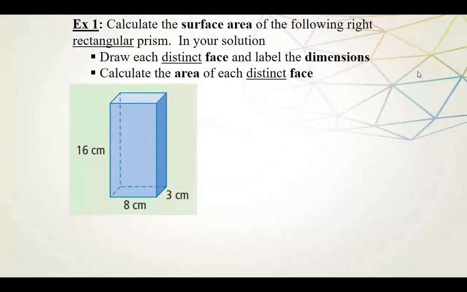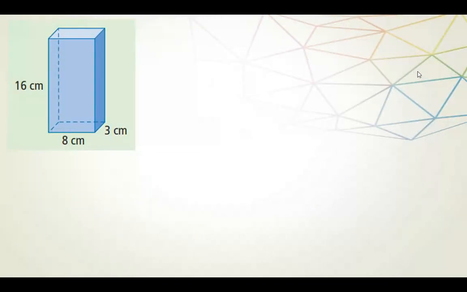Okay, so let's go straight into doing some example problems. Now, there's actually quite a few steps involved in determining the surface area of an object. There's a lot of different things you have to do and a bunch of numbers you have to multiply and add together. All right, so it says calculate the surface area of the following right rectangular prism. In your solution, you must draw each distinct face and label the dimensions, and then calculate the area of each face. So the problem is just helping me by giving me a couple of guiding steps of how to do this. Okay, let's start off by looking at the front and the back face.